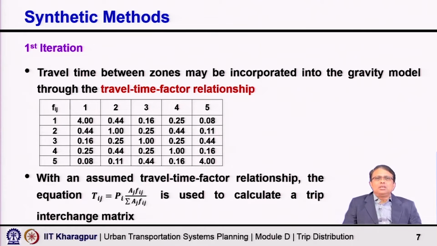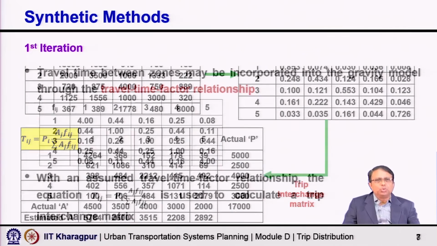Then, with this assumed travel time and friction factor relationship, we now go for the application of a singly constrained gravity model with these friction factor values, which are assumed friction factor values for different travel times. Use a singly constrained model and go for the trip distribution. Okay, so that is step 2.